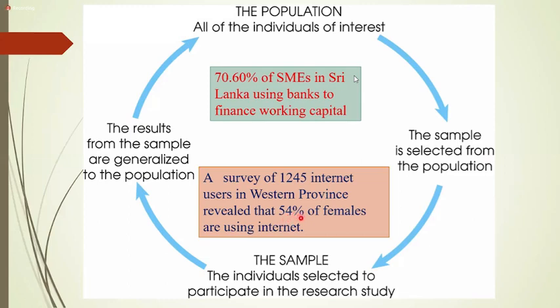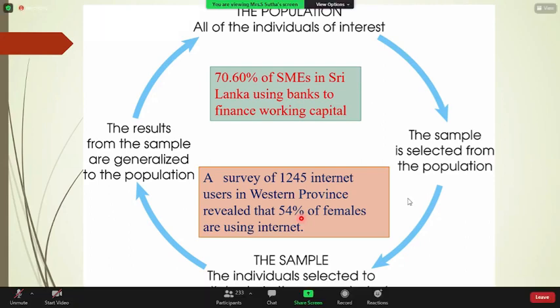Right? Now are you clear with this population, sample, parameter, statistic and the characteristic? Are you clear? Yes, ma'am. Yeah, right. Okay.